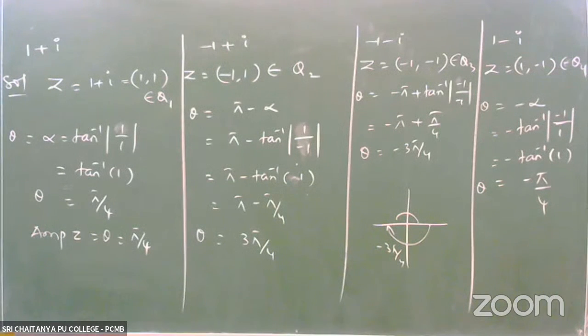I conclude how to find out the argument of any complex number. First of all, you should check in which quadrant z lies. After that, according to that, you should take the angle.